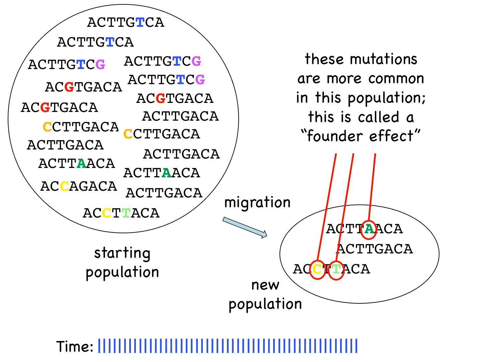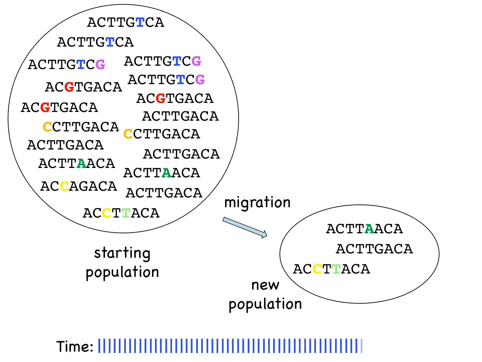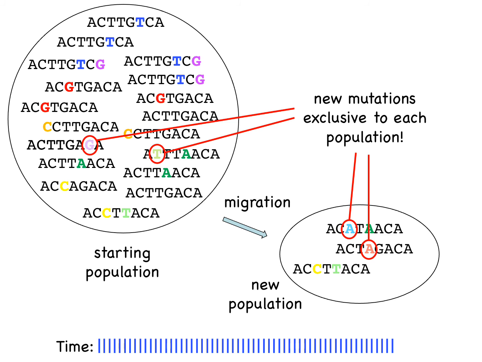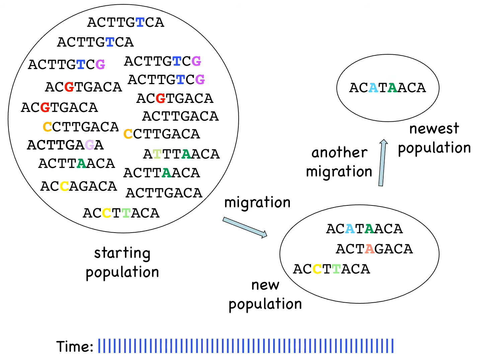Okay, so these mutations are more common in the population that just migrated. And now we're going to run off a little bit more time here. So what you're going to see is some new mutations arose in the starting population, and there's new mutations that arose in the migrating population. If you look at the new mutations in the migrating population, those are unique to the migrating population. And there's also going to be some new mutations in the starting population that are unique to them because these populations are not mixing with one another. Okay, so now I'm going to put another migration on here. So now we've got the newest population.